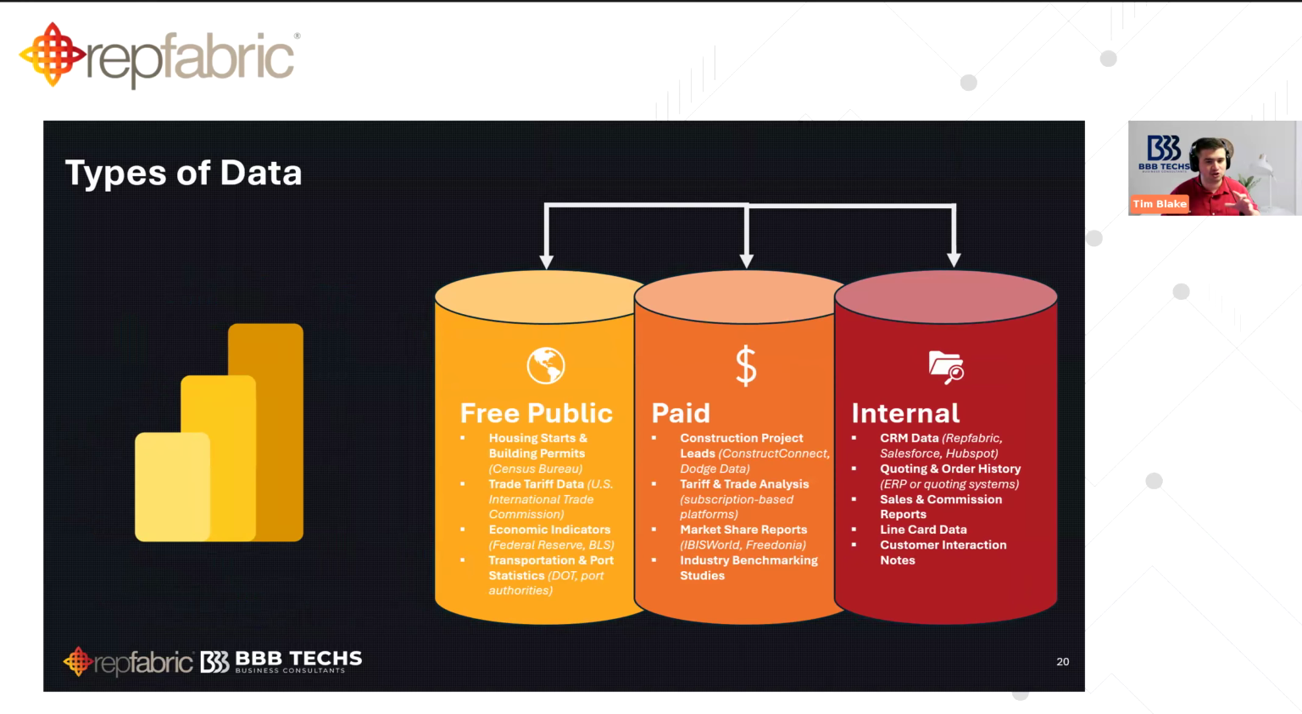Instead of treating each of these sources as separate buckets, like free public US tariff data, paid data like Construct Connect or building information, internal like your CRM or Rep Fabric, you can pull them all together into a single connected view. That means you could overlay your internal CRM opportunities against paid market reports or compare distributor sales against public data like building permits. And suddenly, instead of piecing things together manually, you have one dashboard that tells a full story.